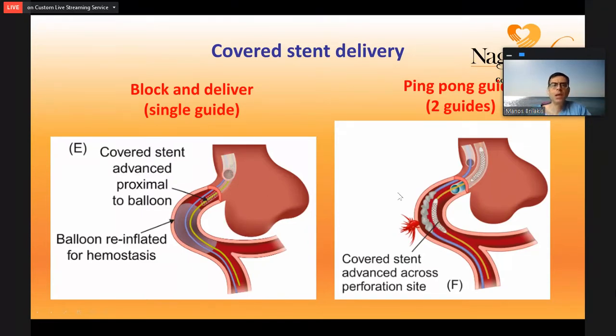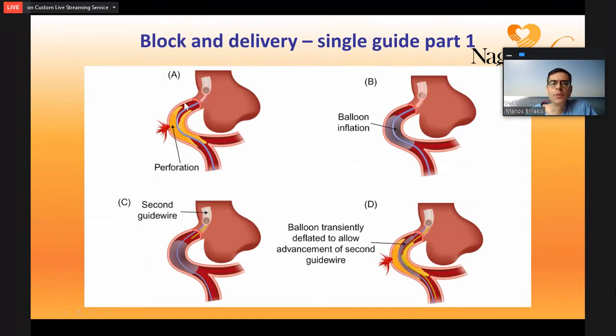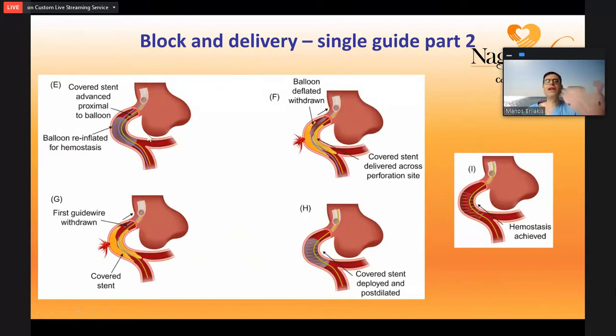So how this is done with a single guide, first step is the balloon, then you have a second wire, you deflate the balloon for a few seconds and then advance the guide wire through that area of the perforation, and then you reinflate the balloon. So while you're preparing your covered stent, you are not having bleeding into the pericardium. And then you deflate the balloon once the covered stent is ready, advance the covered stent, deploy it across the lesion, and now we have sealing of the perforation.